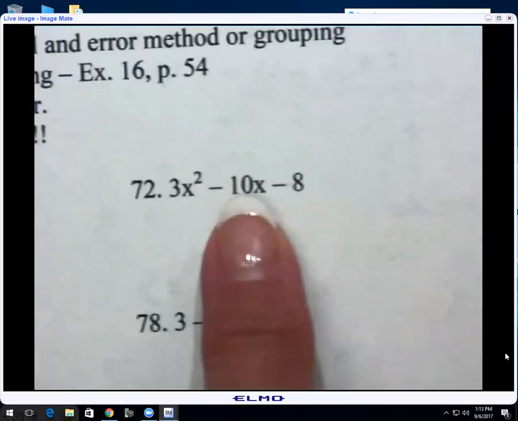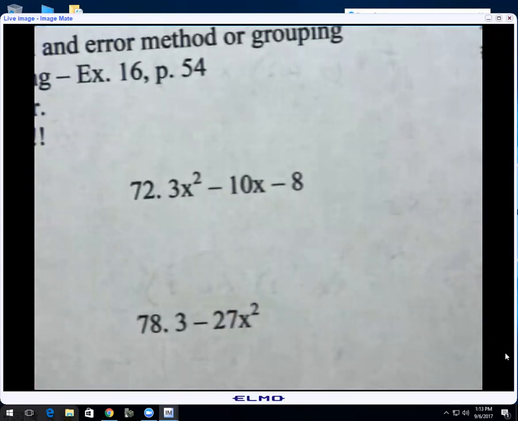But I don't know that I would want to use that method on number 72. The 3x squared would pretty much have to be 3x times x. But the 8 could either go in as 1 times 8, or 8 times 1, or 2 times 4, or 4 times 2. That's 4 different things I could have to try. So I'm going to show you the other method that you can use on the hard kind of trinomial if you don't like the guess and check method. That's what some folks call trial and error, guess and check.